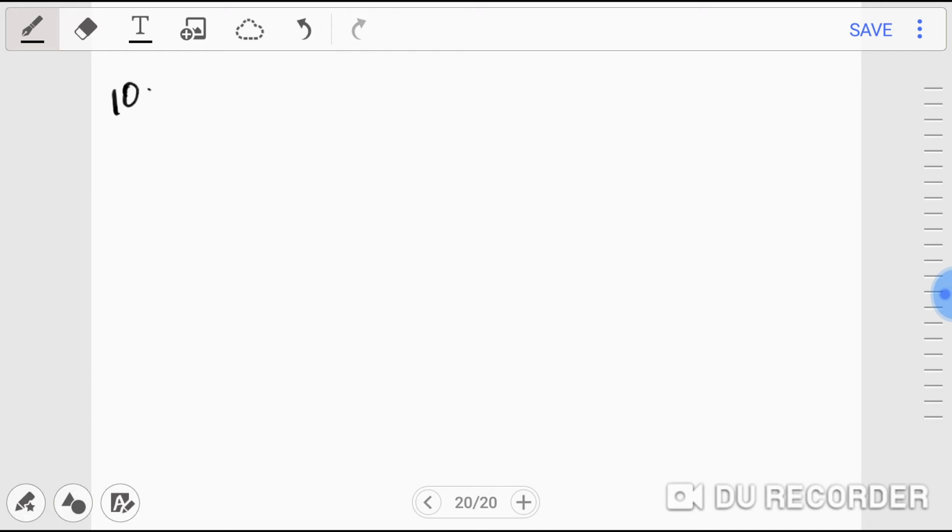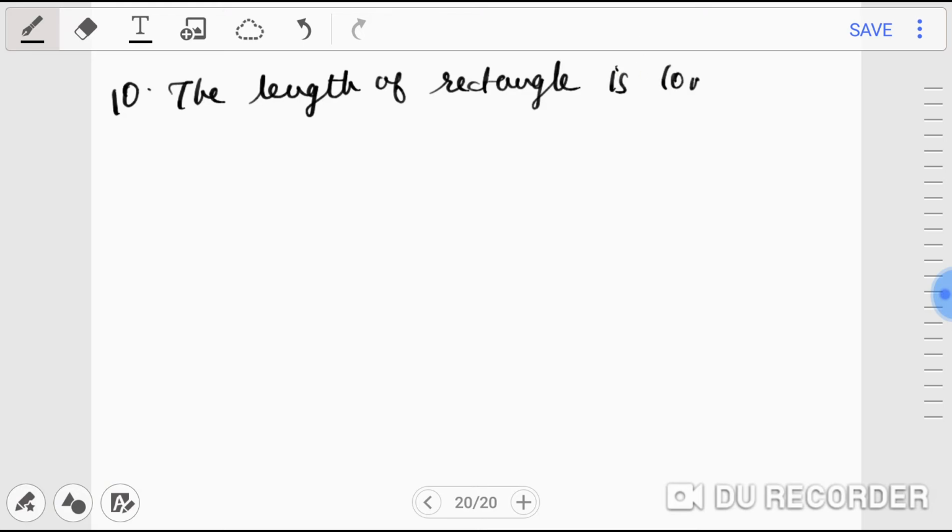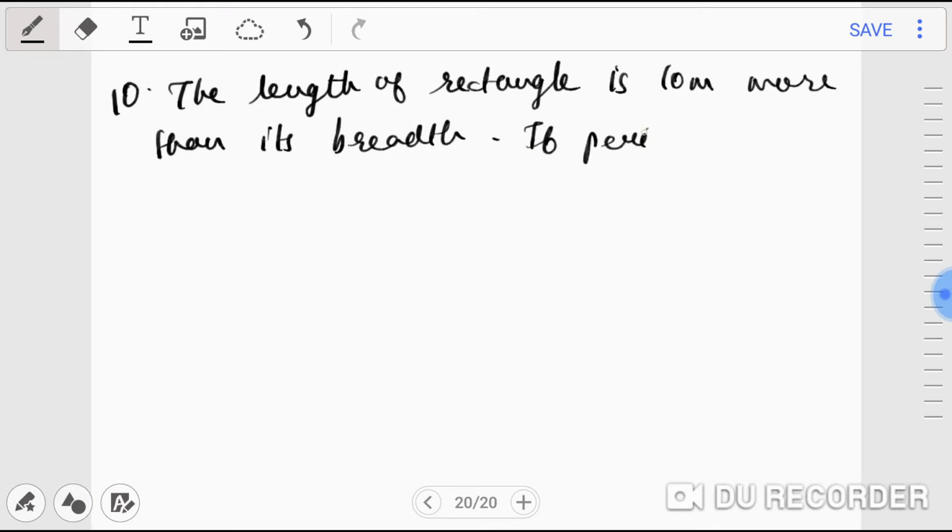Problem number 10 says, the length of a rectangle is 10 meters more than its breadth. If the perimeter of the rectangle is 80, find the dimensions. Find dimensions means find length and breadth.